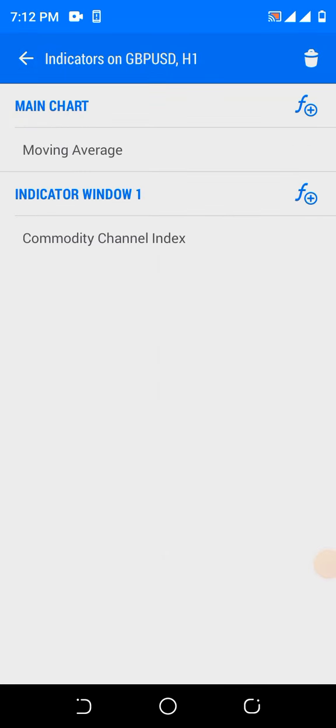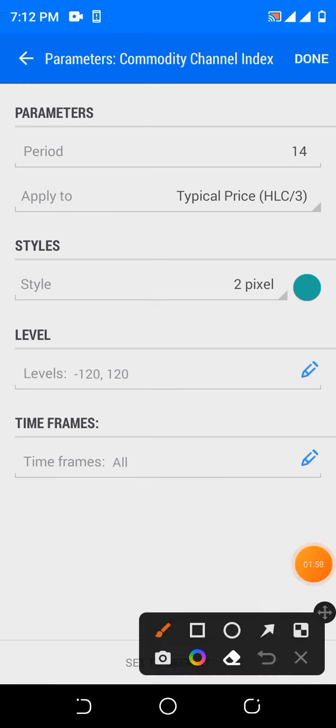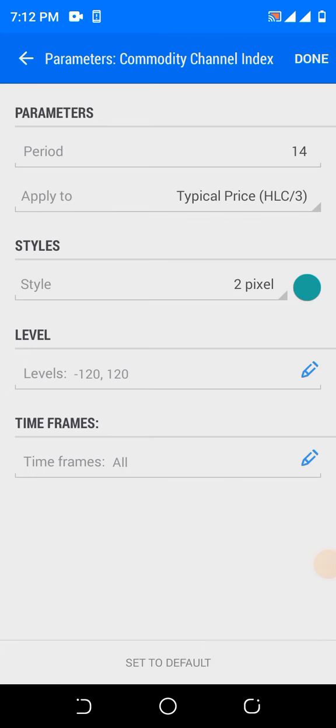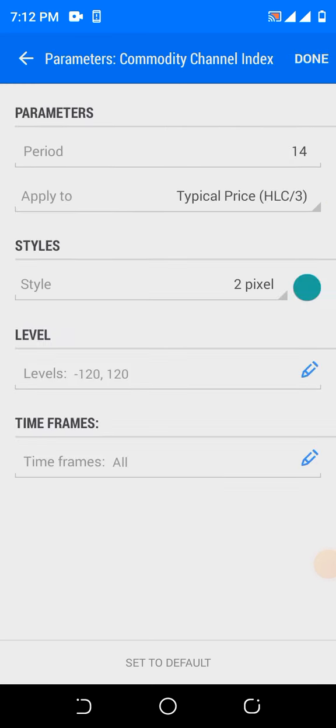You understand? So now the second indicator is CCI indicator, that is the commodity channel index indicator. Now here are the settings for CCI indicator. The period is 14. Apply to typical price. Now the level: the level for CCI is minus 120 and plus 120. Do you understand? So once you are done setting up the commodity channel index indicator, you hit done.